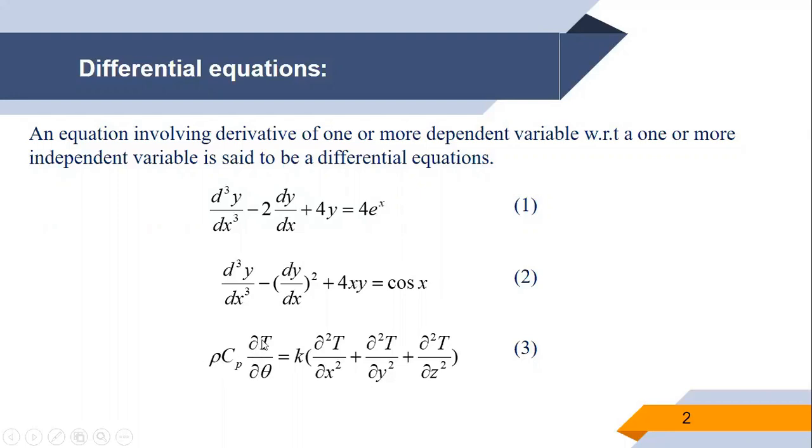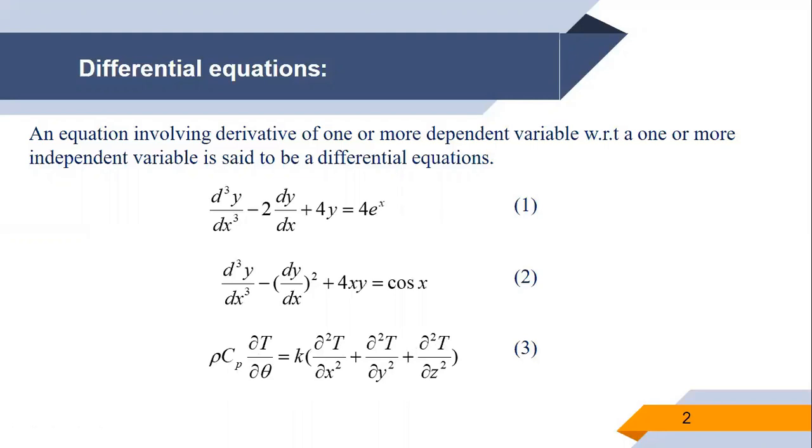here the equation is del t by del theta. This is the symbol of del, a partial derivative. So del t by del theta is equal to k times del square t by del x square plus del square t by del y square plus del square t by del z square. Now in the third equation, t is a dependent variable, but the independent variables are theta, x, y, z. So here there are 4 independent variables and only one dependent variable.